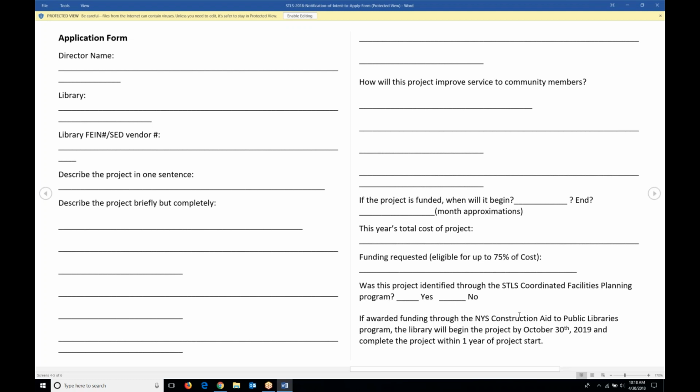And then the last question: if awarded funding through New York State Aid, will the library begin their project by October 30th? And will they complete the project within 1 year of project start? If you can't complete it within a year, you can apply for an extension. The trick here is that when you apply for an extension, it's fine. You don't get penalized for that.